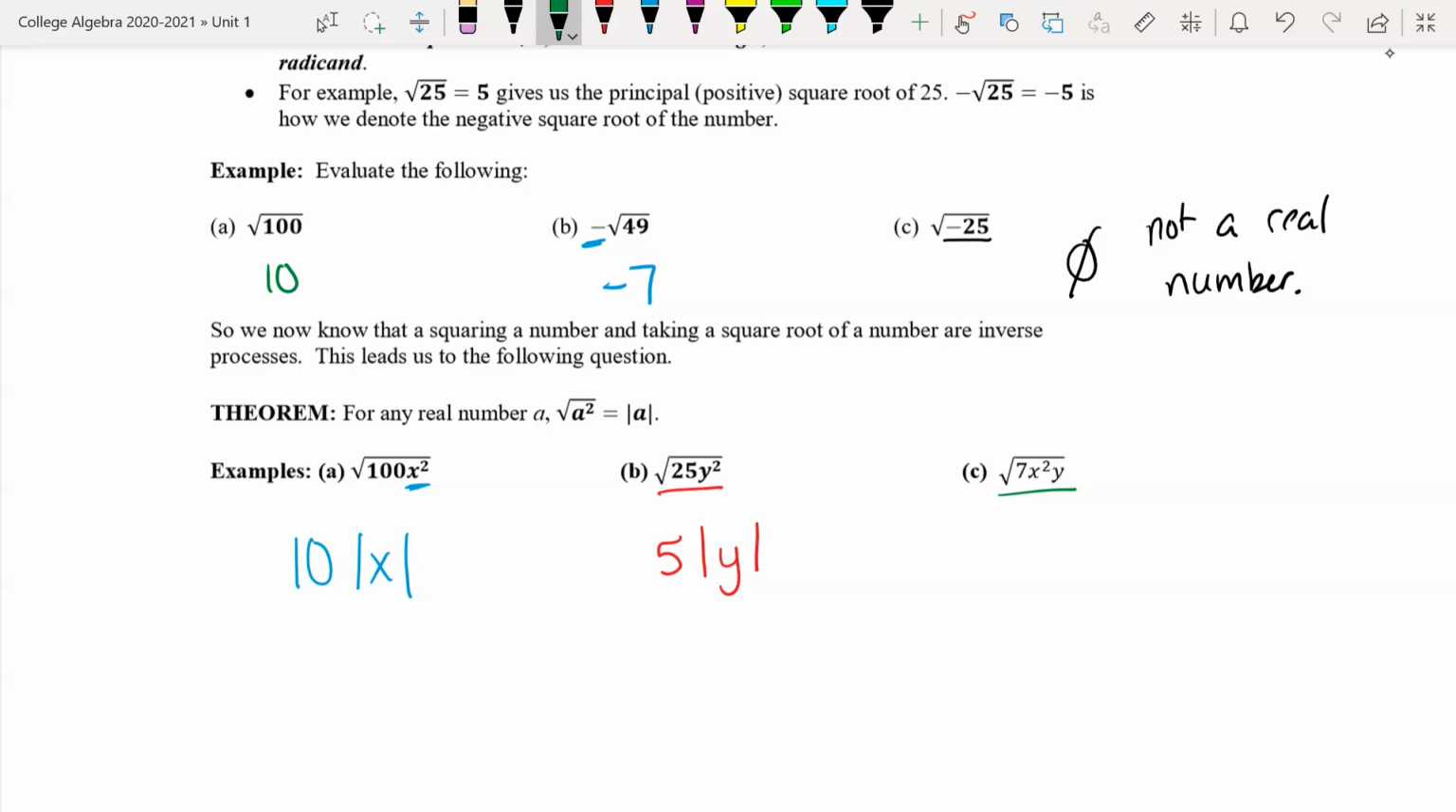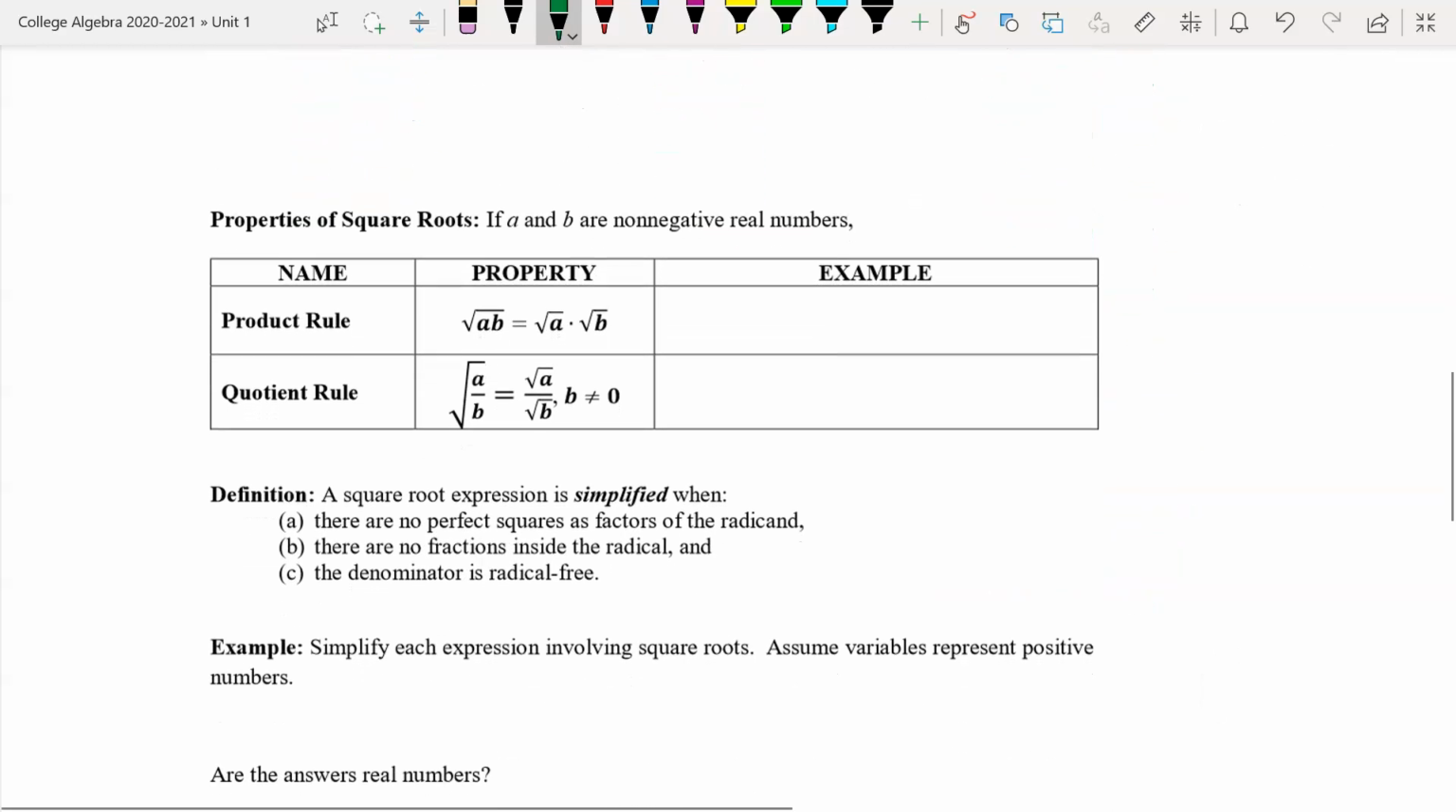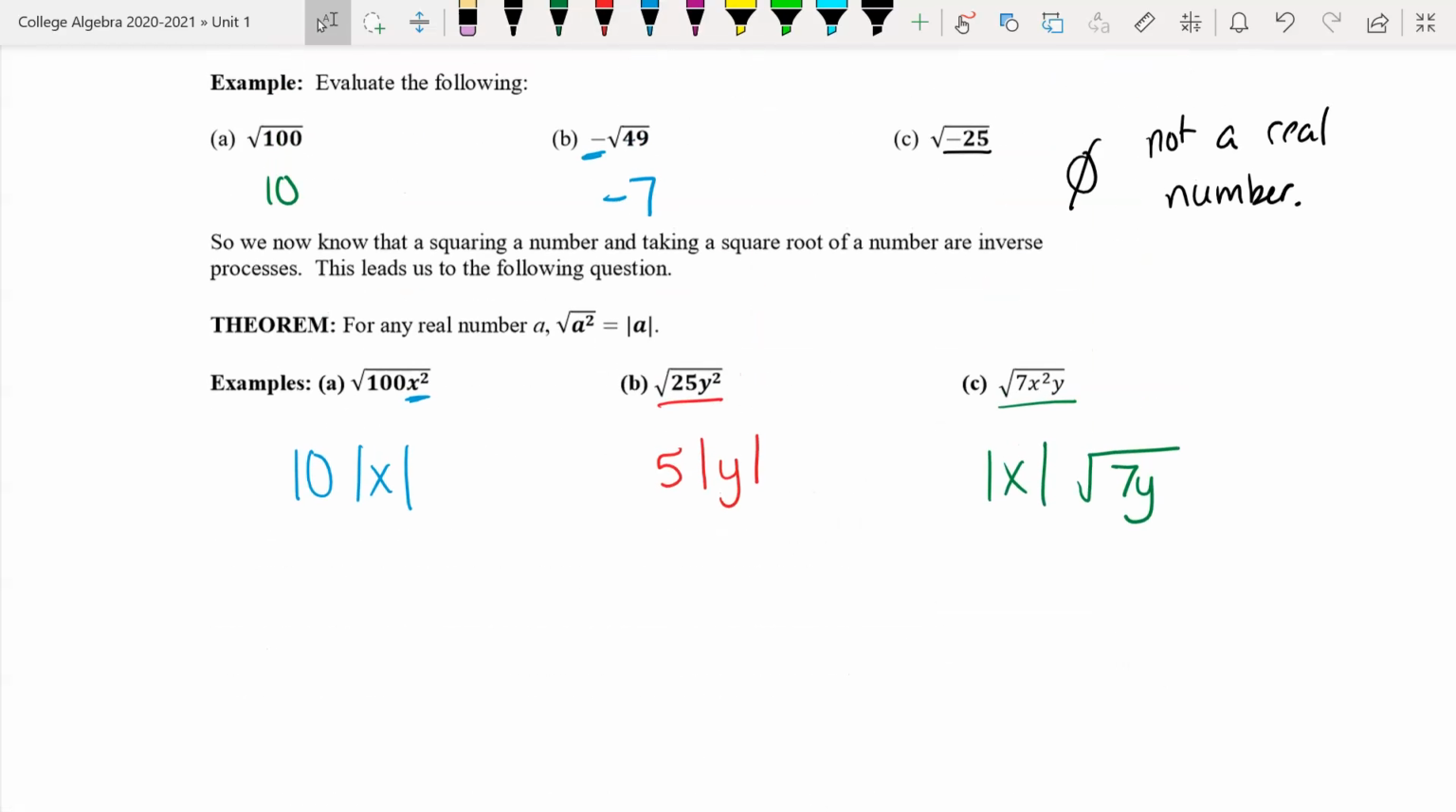Same way here, square root of 7x squared y. Well, I can't do the square root of 7 or y, right? But I can do the square root of x squared, because that's the absolute value of x, and what I have left over goes on the inside still. So these are some examples that you're going to see. If you have any questions over those, big thing is on Hawks, make sure you put in the absolute value sign.